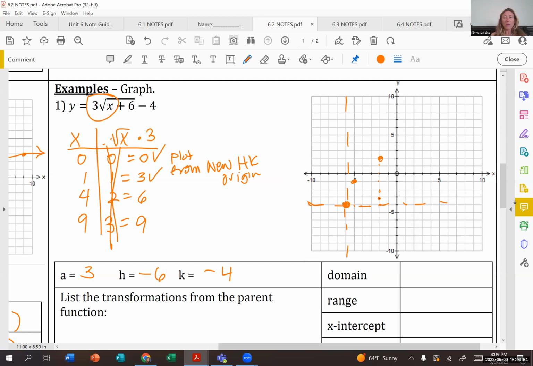And then we're going to go over 9. So this is 6, back to the y-axis, 7, 8, 9. And we're going to go up 9. So this is 4. 4 plus 5 is 9.